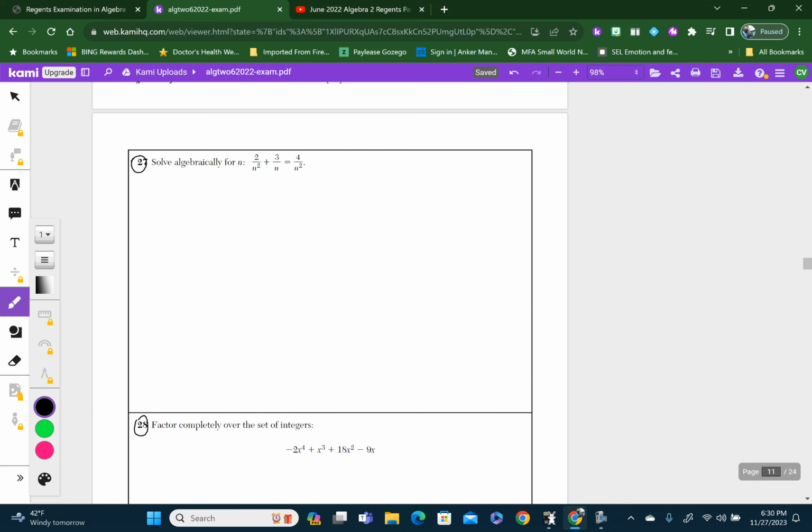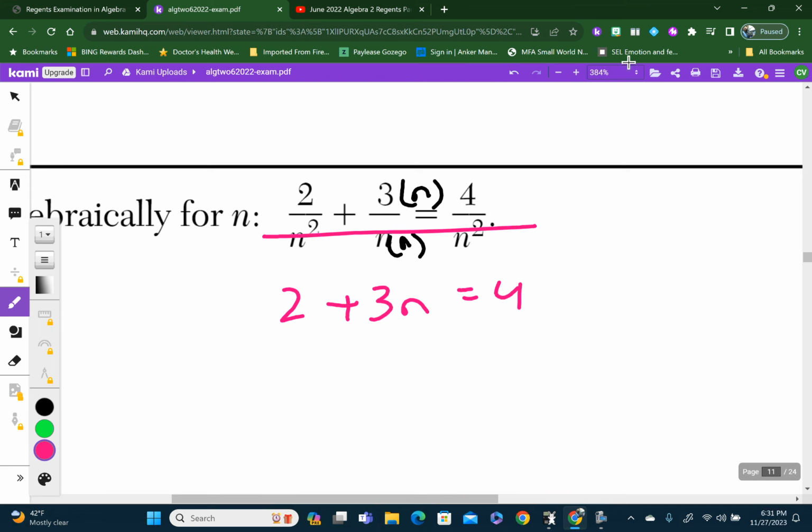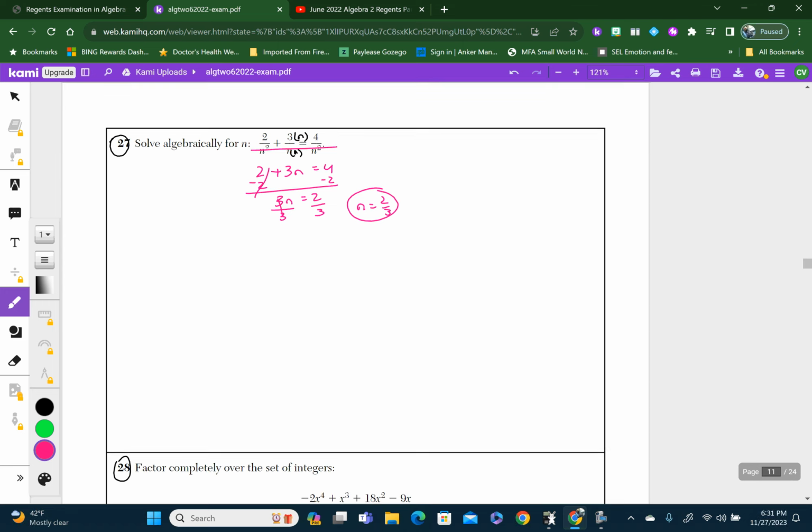Question 28, we're going to leave alone for right now. Question 29. Remember to get all the denominators to be the same. So n squared, n squared. To get this to be n squared, we're going to multiply it by n. Whatever we do to the bottom, we do to the top. And now we're going to cancel out the denominators. So I have 2 plus 3 times n is 3n is equal to 4. Subtract 2 from both sides. So I get 3n is equal to 4 minus 2 is 2. Divide both sides by 3. So I get n equals 2 over 3. Done. If I plug it in, I'm not going to get any zeros, so I'm valid.